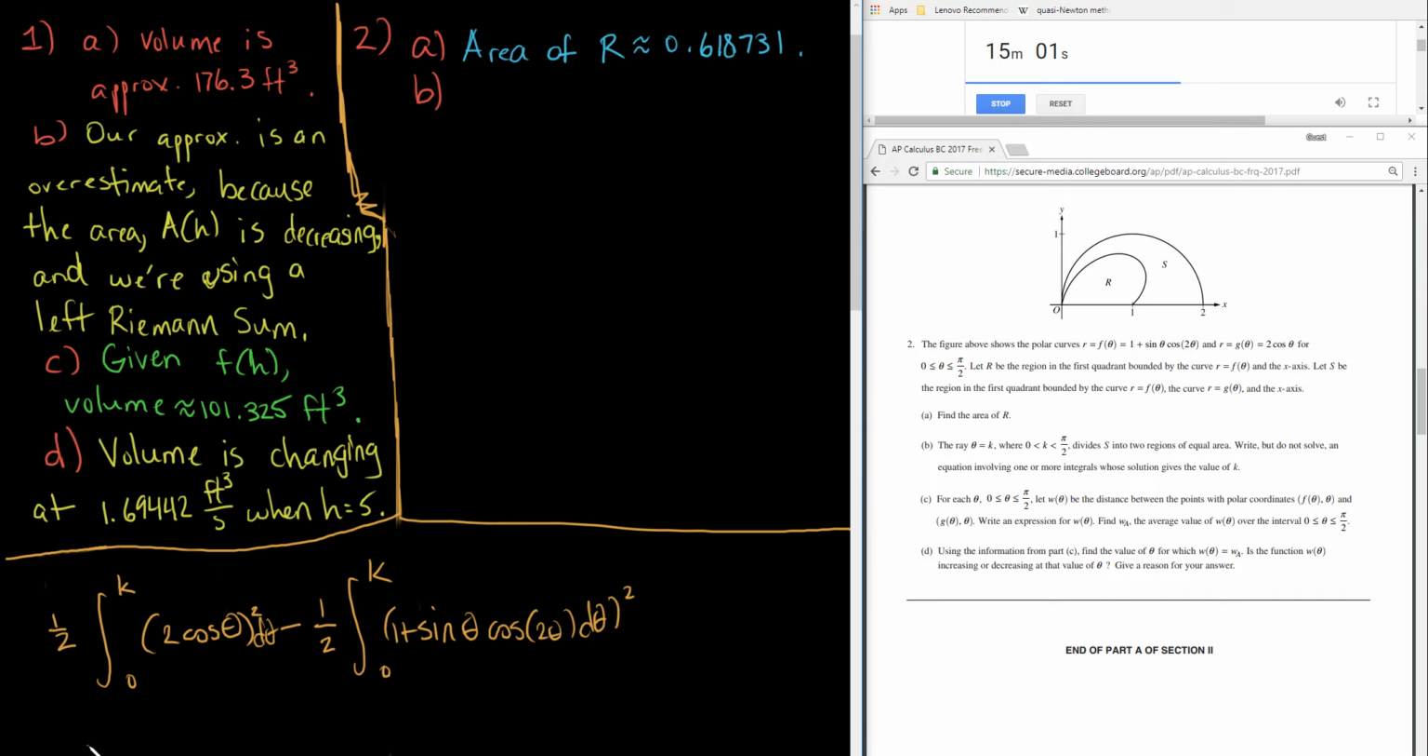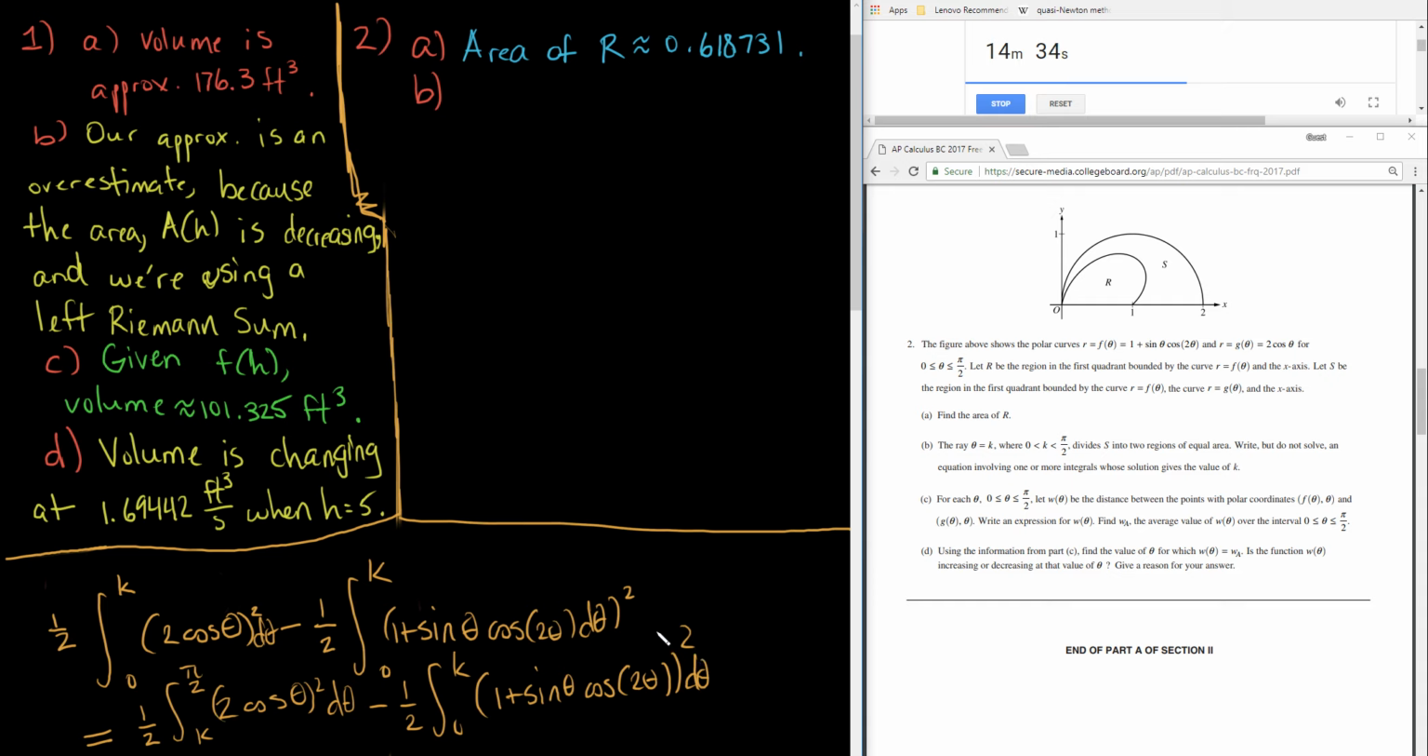This equals 1/2 times the integral from k to pi over 2 of, same thing, 2 cosine of theta squared d theta. I don't know how we're going to fit this into that tiny area. Minus 1/2 times the integral from 0 to k of 1 plus the sine of theta times the cosine of 2 theta squared d theta. Okay. Yeah, let's try to squeeze this all into an integral. So, just a couple integrals.